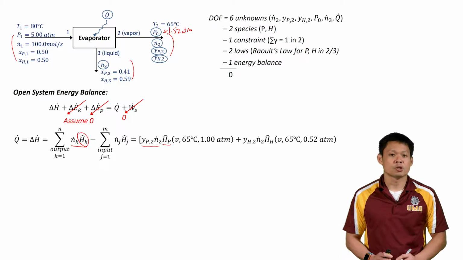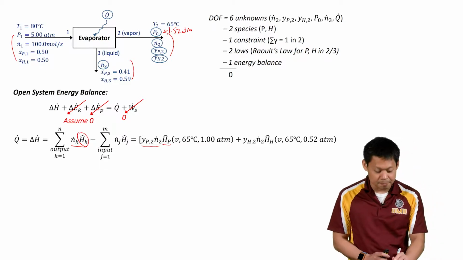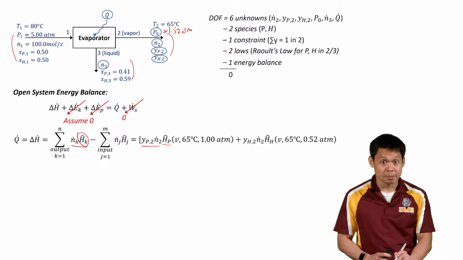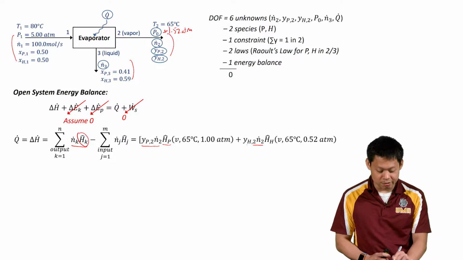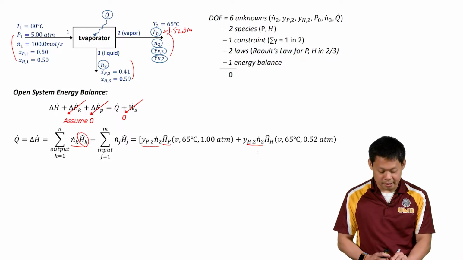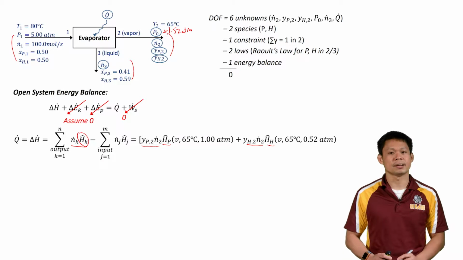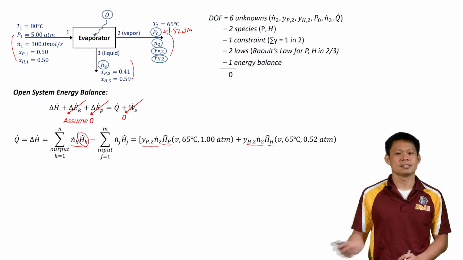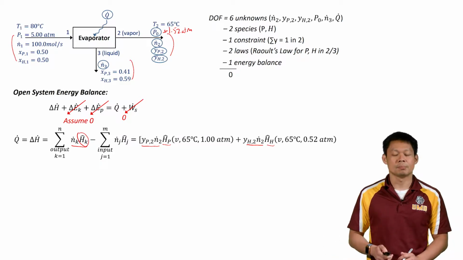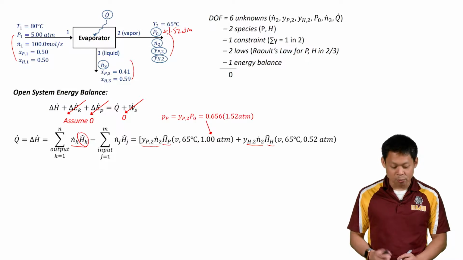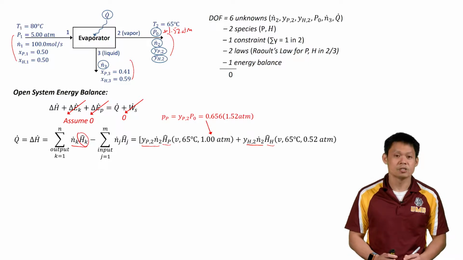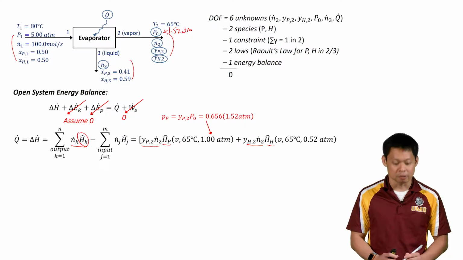This is actually the partial pressure of pentane, which I'll show you in a bit. So finishing up the vapor stream term, we also have our molar flow rate of our hexane multiplied by our specific enthalpy of hexane, which is a vapor phase at 65 degrees C and at the partial pressure of hexane. The way we calculate our partial pressures is just the mole fraction multiplied by the overall pressure.